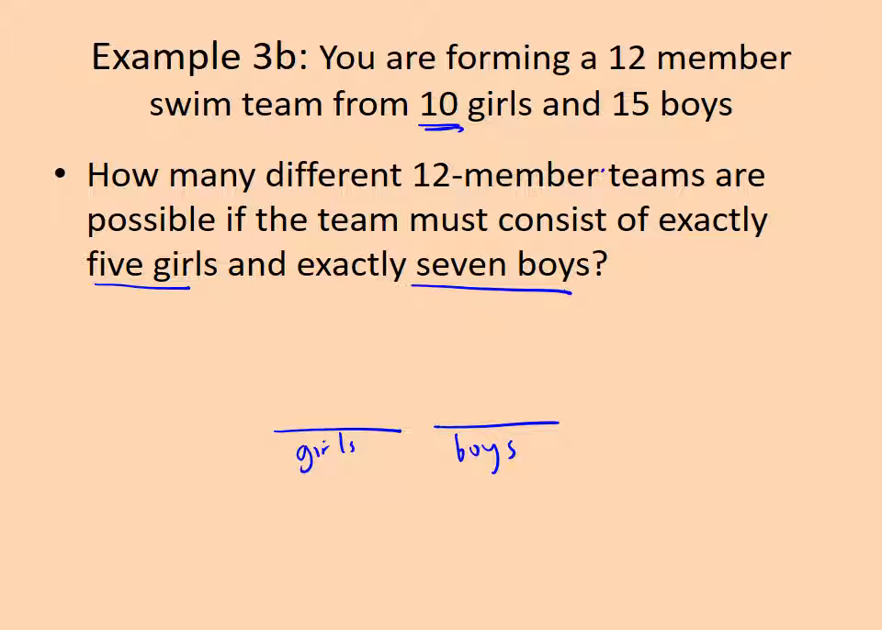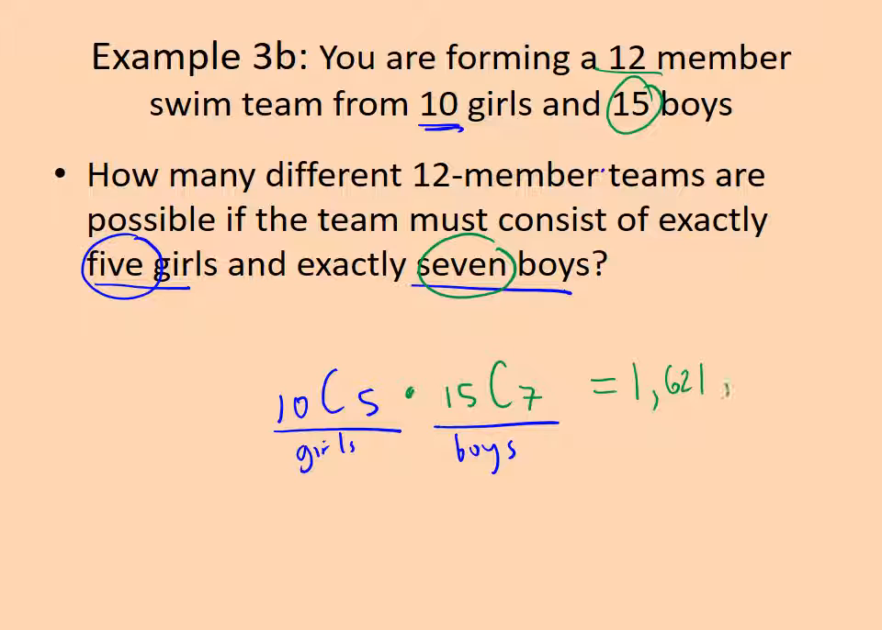Since you have 10 girls, and of those 10 girls, you're going to have 5 on your team, you're going to do 10C5, or 10 choose 5. Now for boys, you have 15 boys that you're choosing from, and you're only going to choose 7. 15 choose 7. Since your swim team is 12 members, you're going to multiply them together because we need both the 5 girls that are chosen and the 7 boys that are chosen. When you multiply 10 choose 5 times 15 choose 7, the result is 1,621,620.